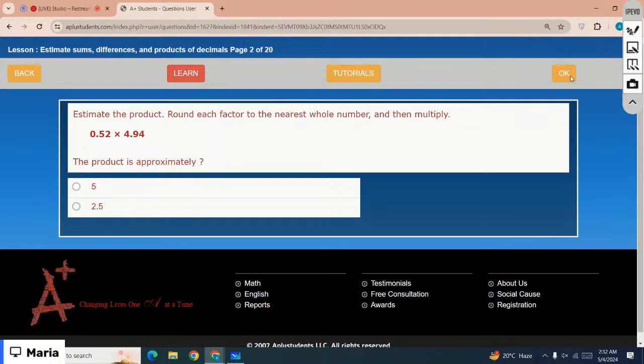Estimate the product. Round each factor to the nearest whole number and then multiply. So 0.52 is rounded to 1 and 4.94 is rounded to 5. So the correct option is, yes, that is 5 times 1. 5 is the correct option. Got it?